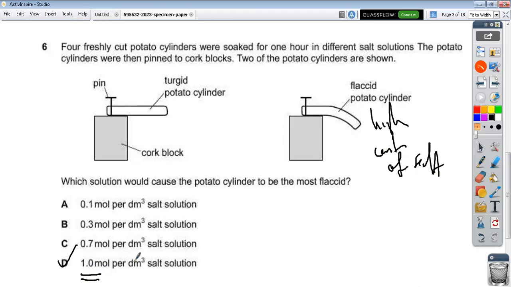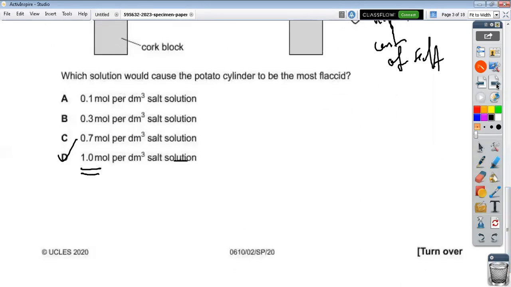It means per same volume, I have 0.1, so I have one more. I have more moles of salt solution. So this is a highly concentrated salt solution, which means more water will leave from the vacuole of these cells because it is placed in a high concentration of salt solution. Clear? Yes, sir.